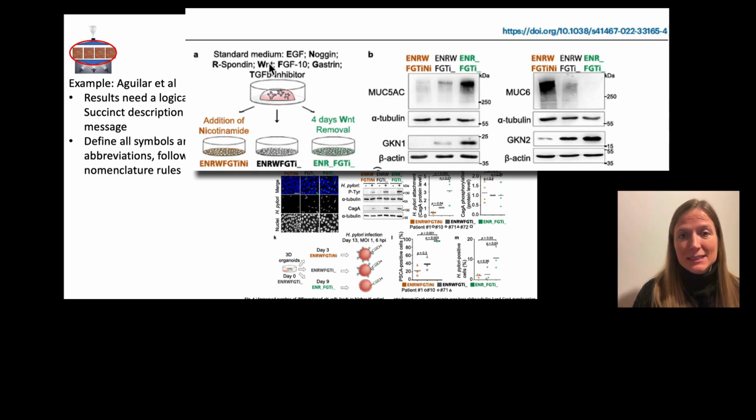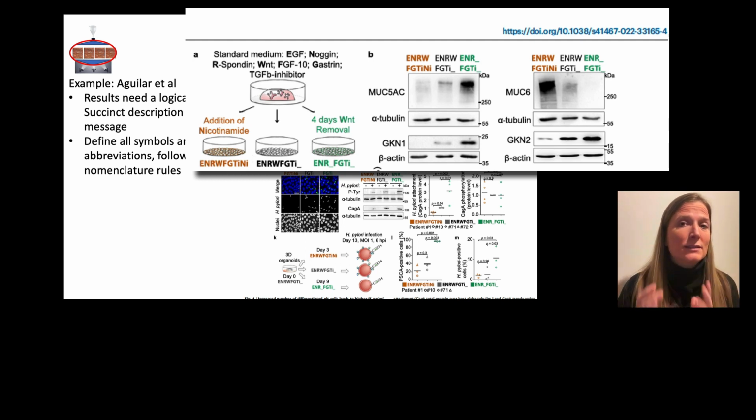And now having this defined, which is an experimental detail, but it's the important experimental detail for this experiment: what are these 3 conditions different in? And then if I simply look at this, I see these are the 3 different conditions. And I see here, okay, if I add nicotinamide to the medium, obviously all MUC5AC is gone. If I don't add nicotinamide to the medium, but I just have the standard medium, I have a little bit of MUC5AC. And if I remove Wnt, I have a lot of MUC5AC.